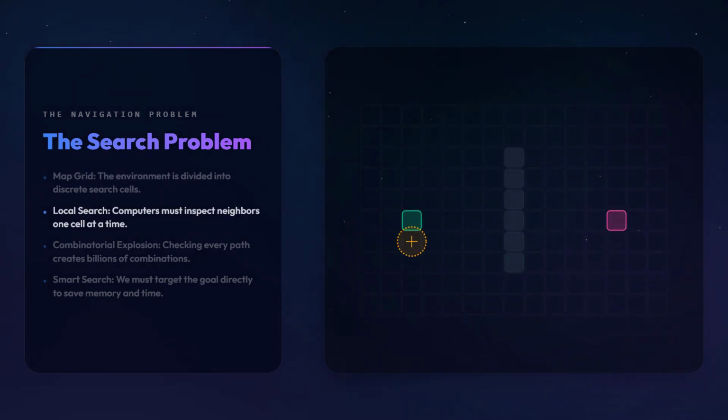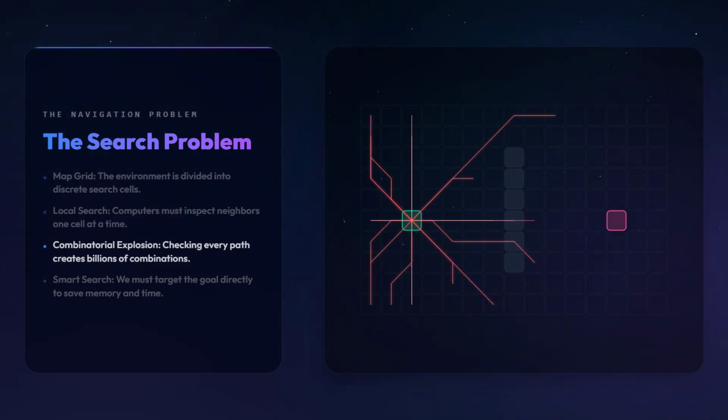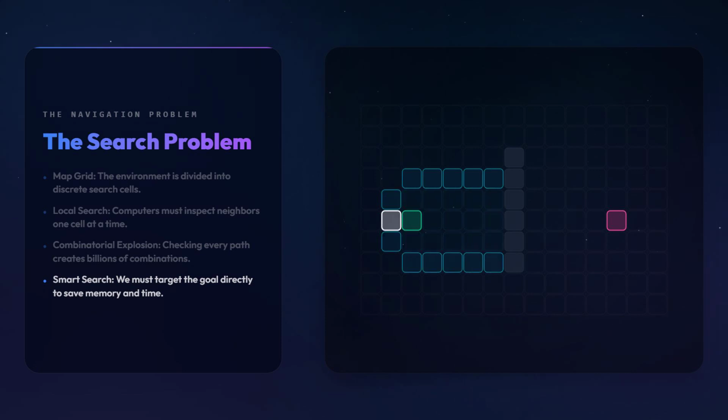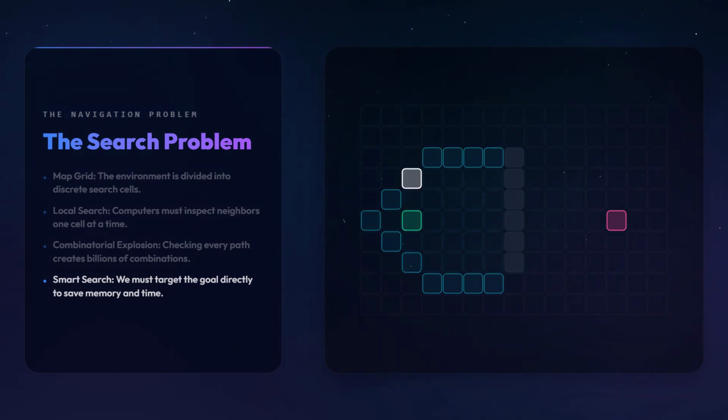Unlike humans, who can see the whole map at once, a computer must inspect the grid one step at a time. If the computer blindly tries every possible route, the number of choices explodes, grinding the system to a halt. To solve this efficiently, we need a smart search algorithm that finds the shortest path without checking the entire map.